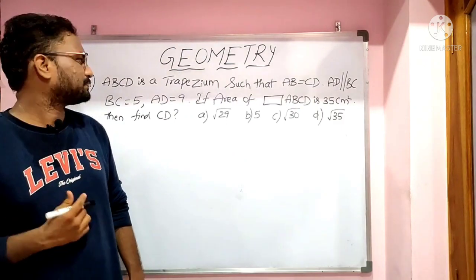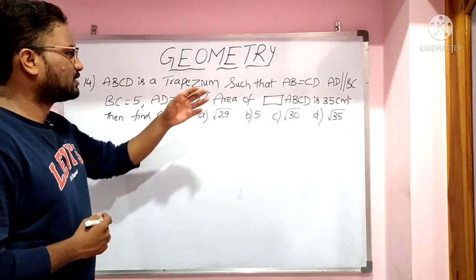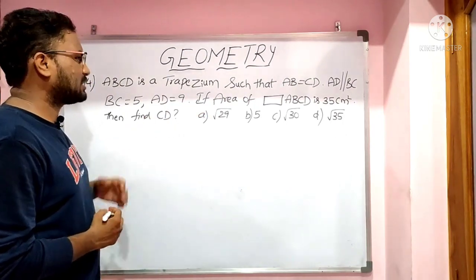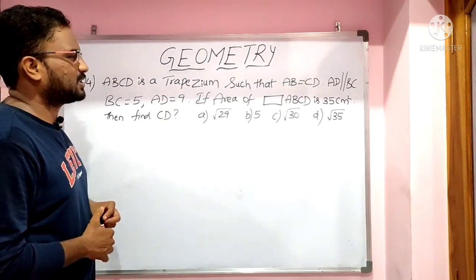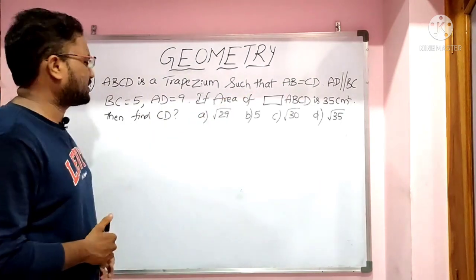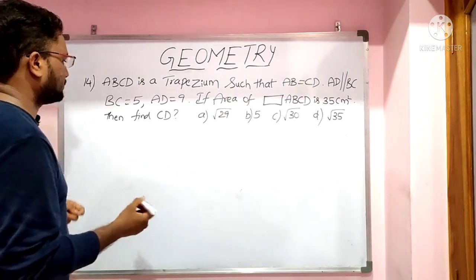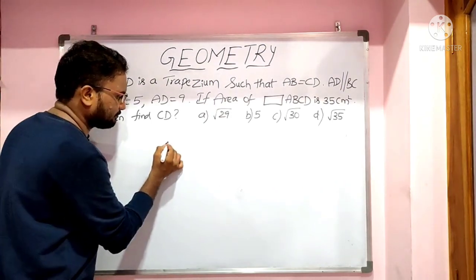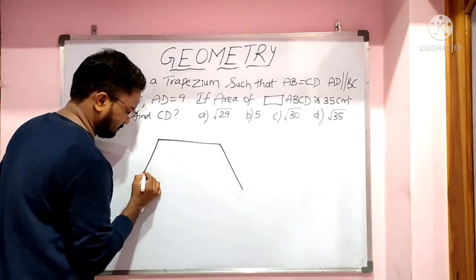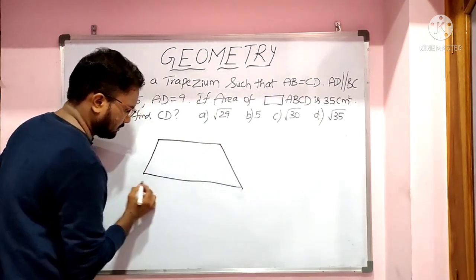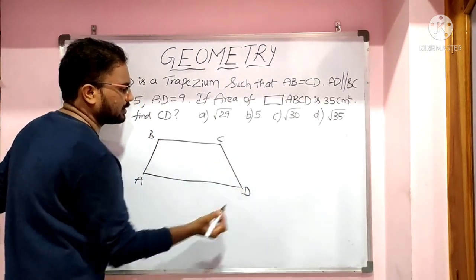So next problem. ABCD is a trapezium such that AB equal to CD and AD parallel to BC. BC equal to 5, AD equal to 9. If the area of trapezium ABCD is 35 square centimeters, we need to find the length of CD. Let's draw trapezium ABCD. This is A, B, C and D.